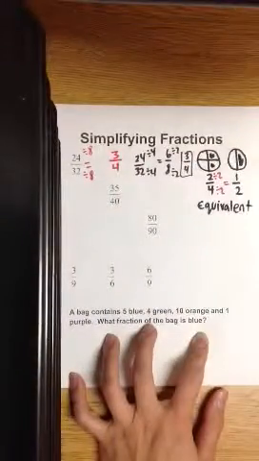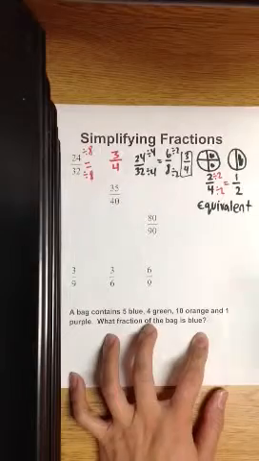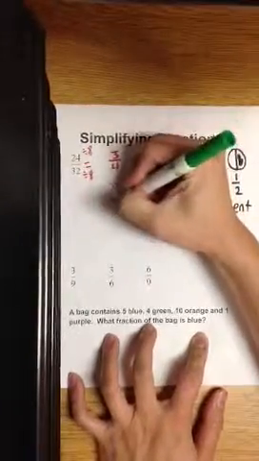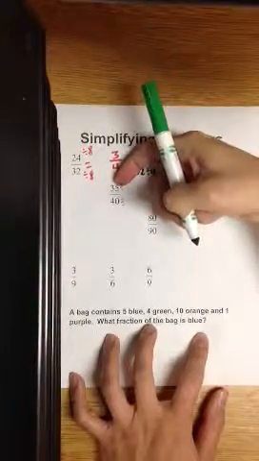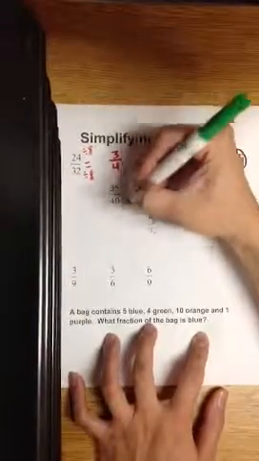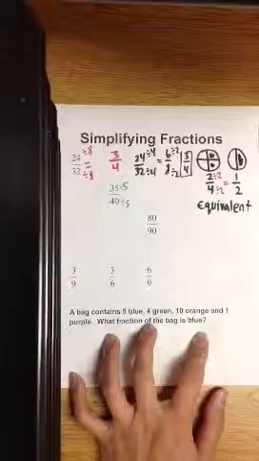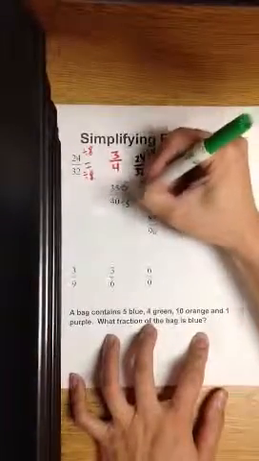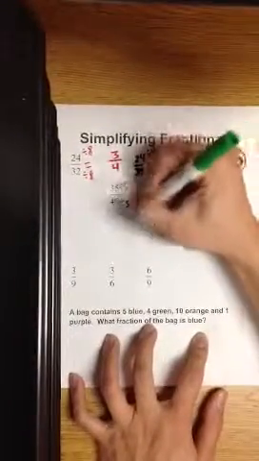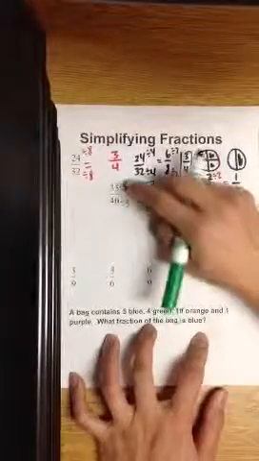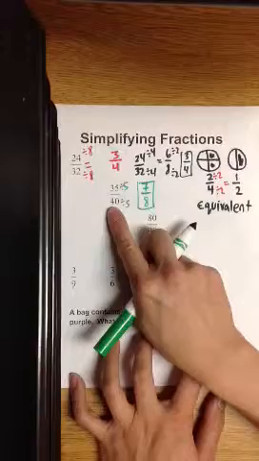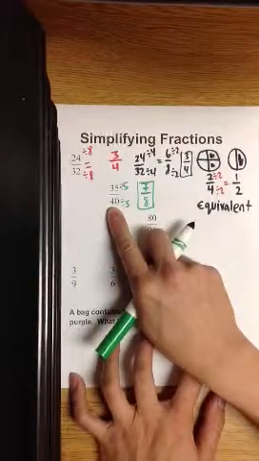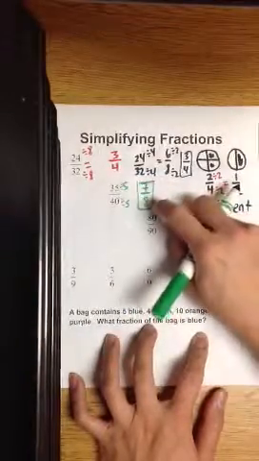Let's look at 35/40. What is the greatest factor that goes into 35 and 40? Well, I do notice this ends with a 5. Let's try 5. 35 divided by 5 is 7. 40 divided by 5 is 8. So what is the greatest factor that goes into 35 and 40? 5. So 35/40 is equivalent or the same as 7/8.